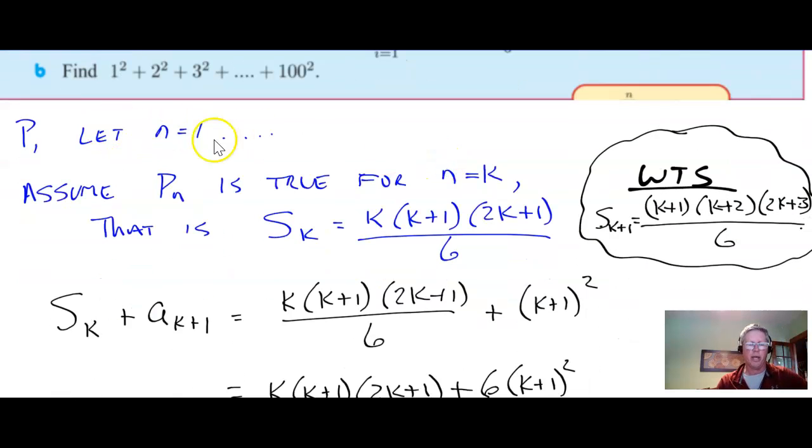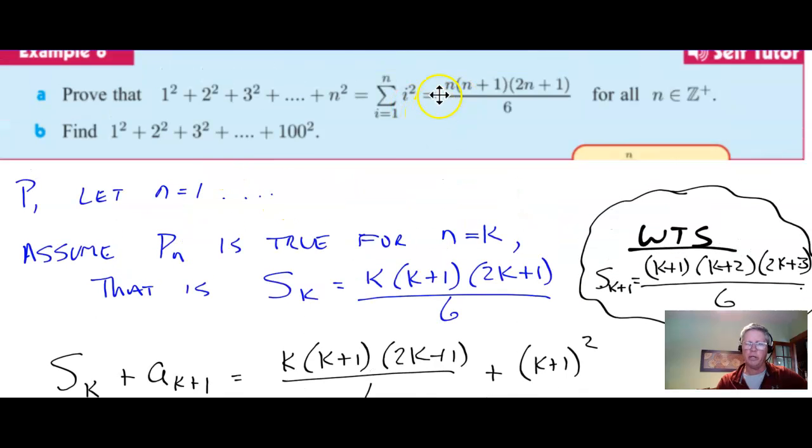Okay, so we got to do the first case or the base case. What are we going to do there? We're going to plug in a 1 here for n. So it's 1 squared, so 1. Plug in a 1 over here, and I better get a 1. Turns out I do. All right, so the first case is good.